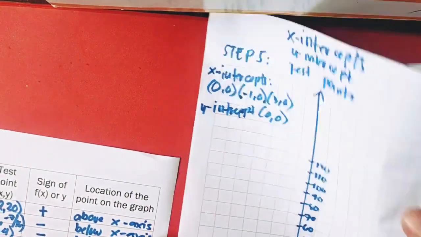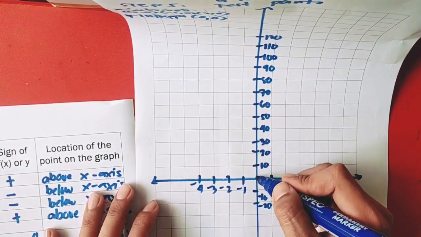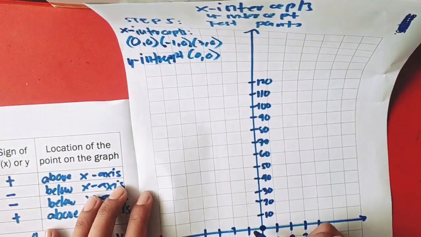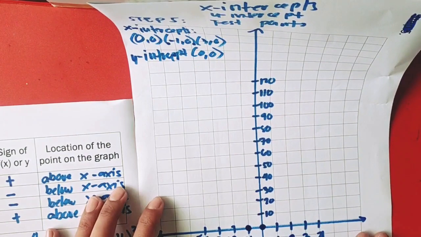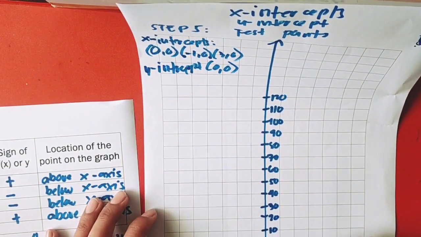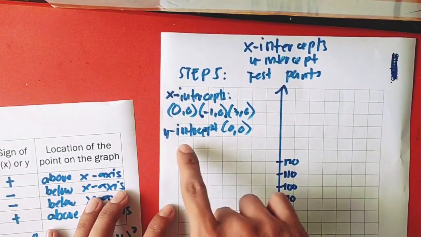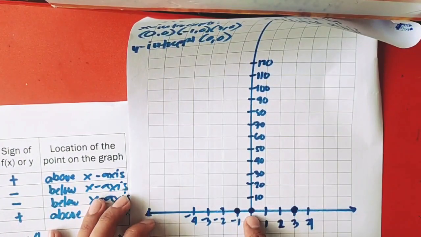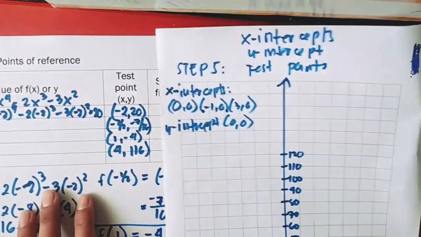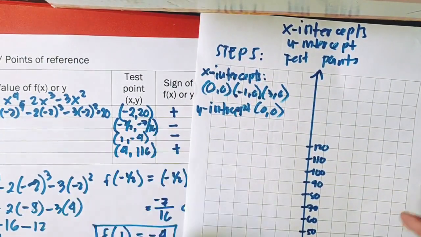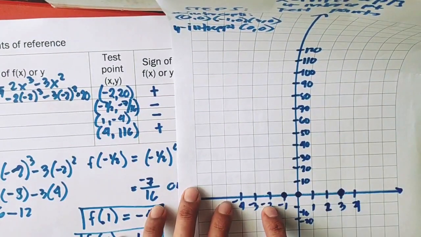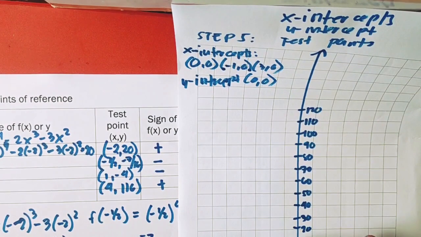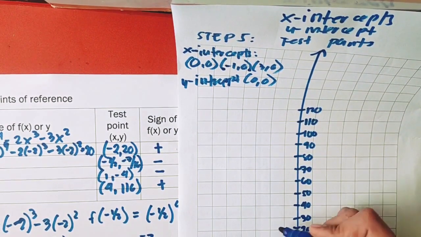(0, 0) is here. Next is (-1, 0), it's here. Next is (3, 0), it's here. The y-intercept is (0, 0), which we have already. Next is (-2, 20): negative 2 on the x-axis, positive 20 on the y-axis, so we have it here.